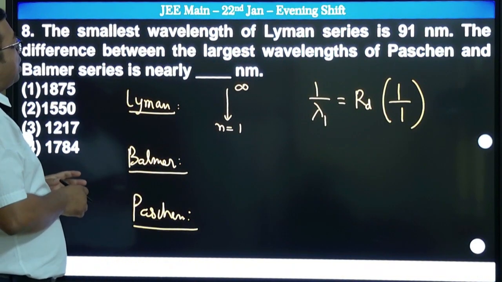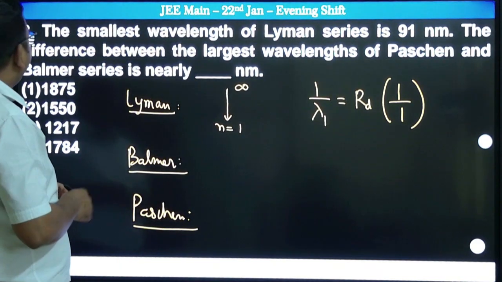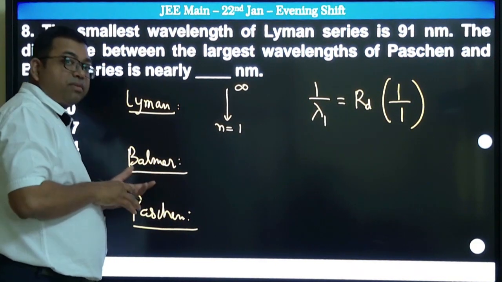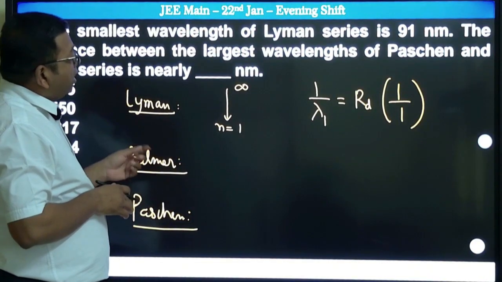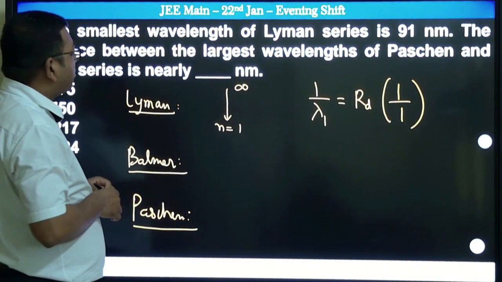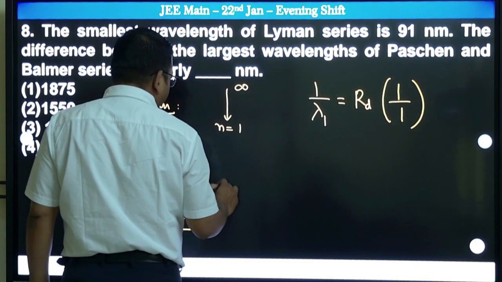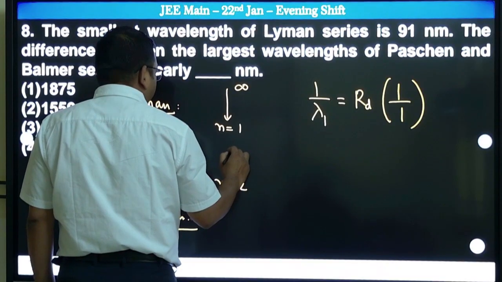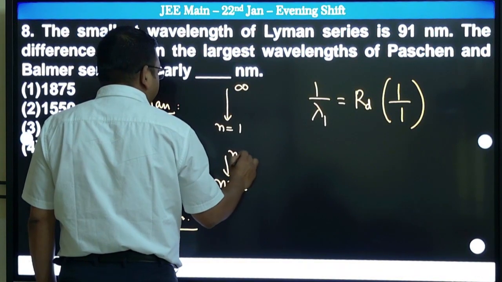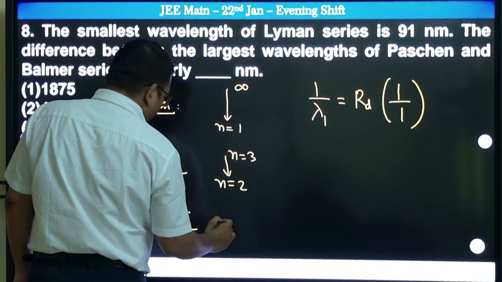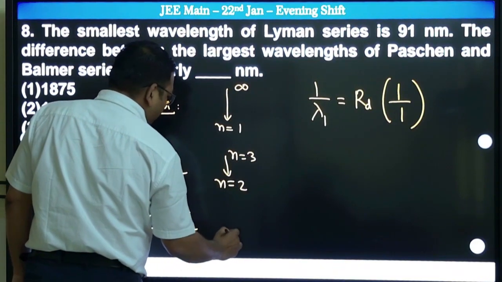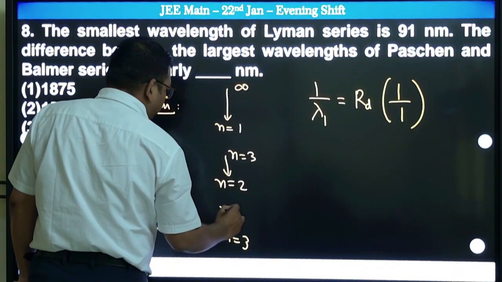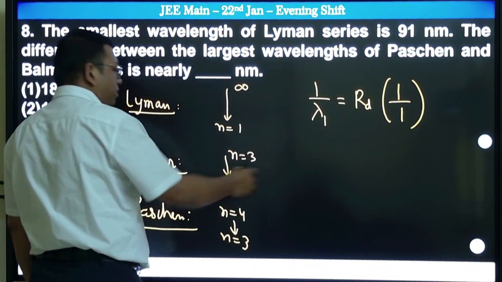Difference between the largest wavelength, they are saying. Largest wavelength means energy is minimum, and that means you have to consider the minimum transition. For Balmer, n is equal to 2, and the minimum energy difference means n is equal to 3 to 2. For Paschen, it can jump from 4 to 3. Okay, so then apply that.